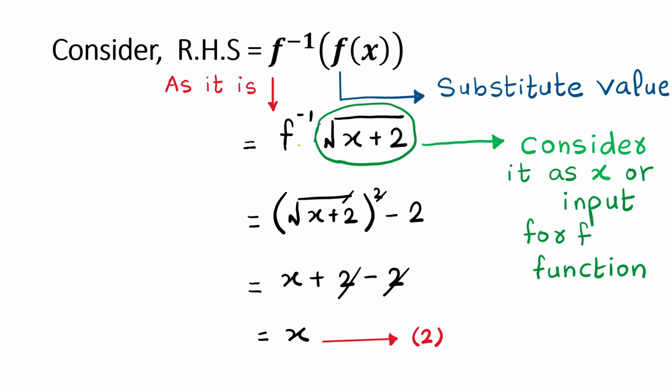Similarly, consider the right hand side, which is f inverse of f of x. Write this f inverse as it is and substitute the value of f of x, which is under root x plus 2. This time it becomes x. Now go to the f inverse function, which is x squared negative 2, and replace this x with under root x plus 2. And then after further simplification, we get the same result. Name it as equation number 2.